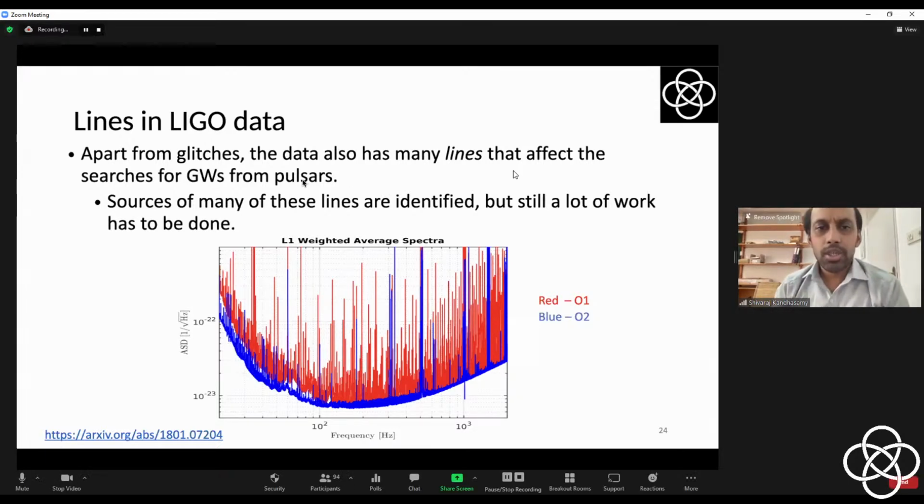The next question is from Shamik Datta: how does the weight of the test mass mirrors affect the detection of gravitational waves?